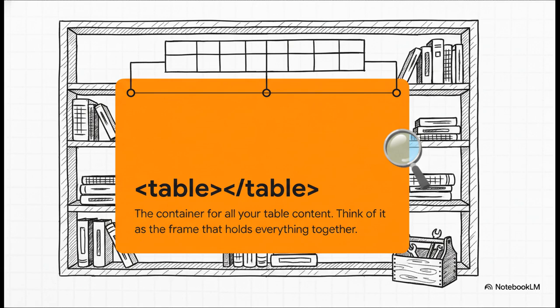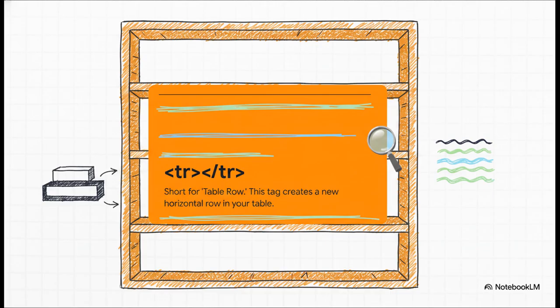A good way to think about it is like building a bookshelf. This tag is the main frame that's going to hold everything together. Okay, so we've got our bookshelf frame. Now we need some shelves, right? That is exactly where the TR, or table row tag, comes in. Every single time you want a new horizontal row of information, you just start a new TR. It's really that simple. One TR tag gives us one shelf on our bookshelf.